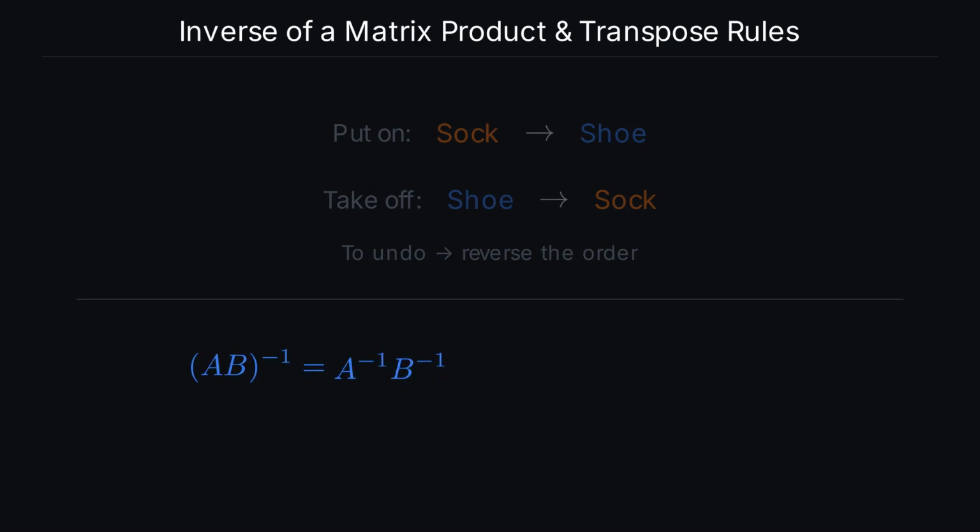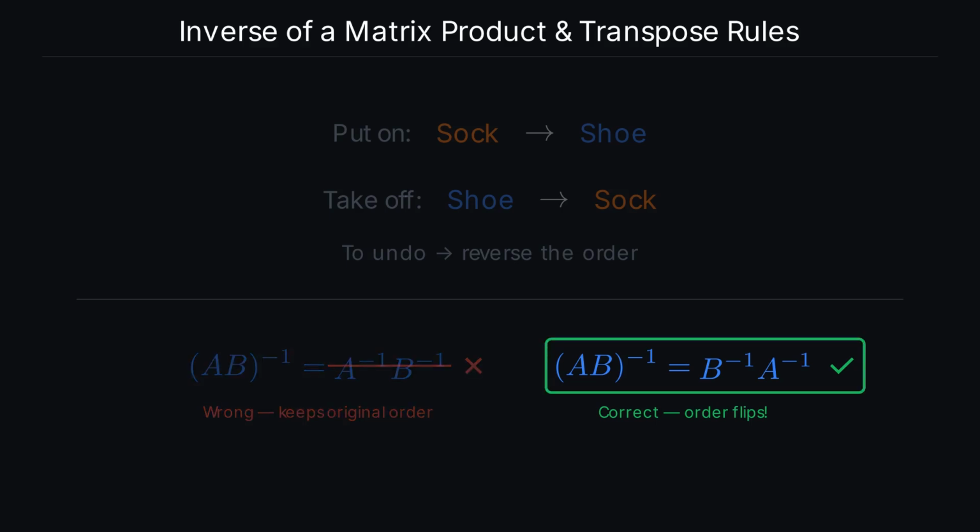If you multiply A times B, the inverse is not A inverse times B inverse. That keeps the original order and it's wrong. The correct inverse of AB is B inverse times A inverse. The order flips. Just like the socks and shoes analogy, the last thing you put on is the first thing you take off.